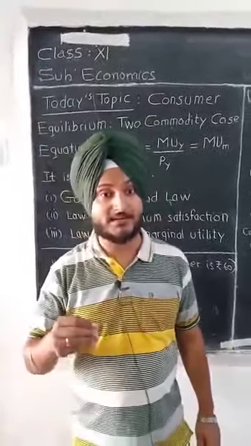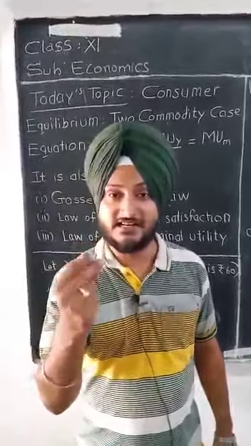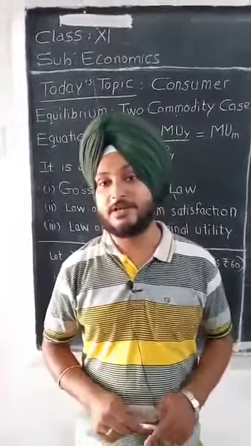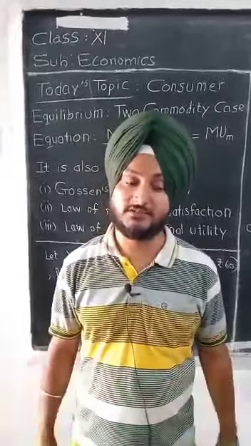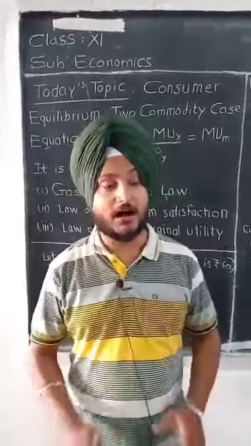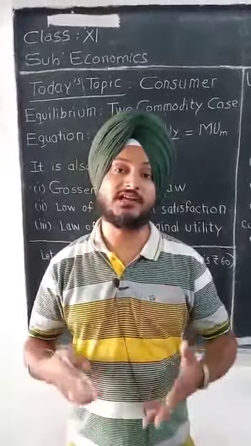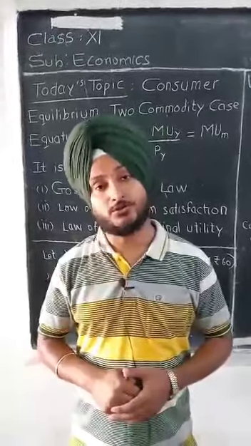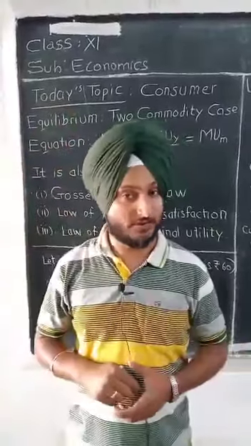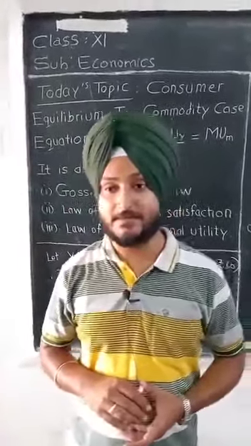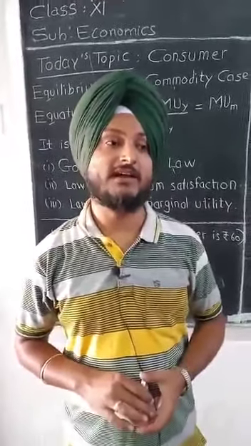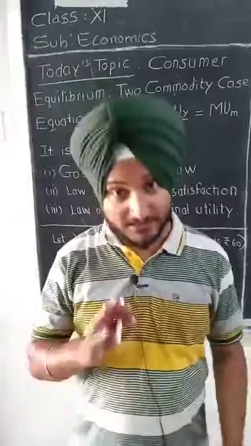Before I proceed any further, let's take a quick recall of what we were discussing in our previous video. We completed the topic of consumer's equilibrium in the one commodity case. It means how much quantity of one commodity a consumer should consume so that he can maximize his satisfaction. This was our concept number 1, which we have completed. Before that video we had the law of diminishing marginal utility, another important concept.